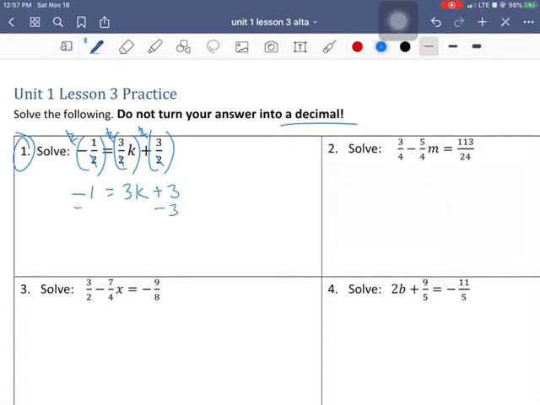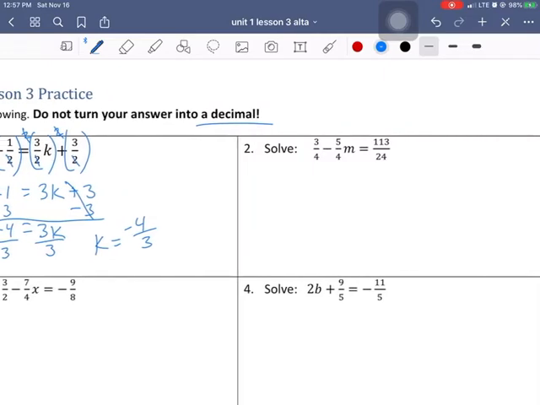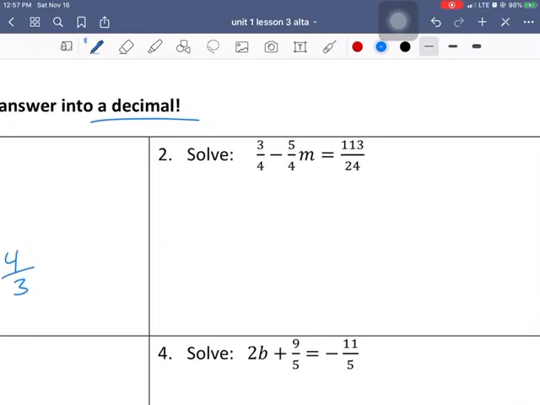Then we want to move the 3 to the other side, to start to isolate our variable term that happens to be on that side. So we're moving everything to the left, and then we isolate our variable. K equals a negative 4 over 3. Okay. The next, number 2, has a 4 as a denominator and a 24.